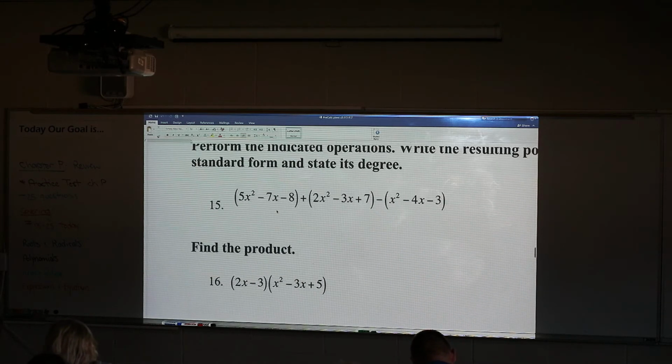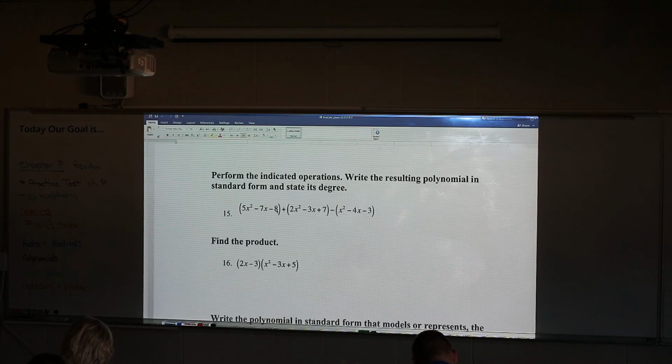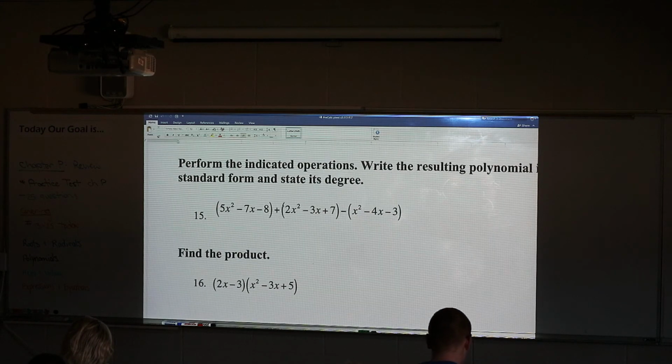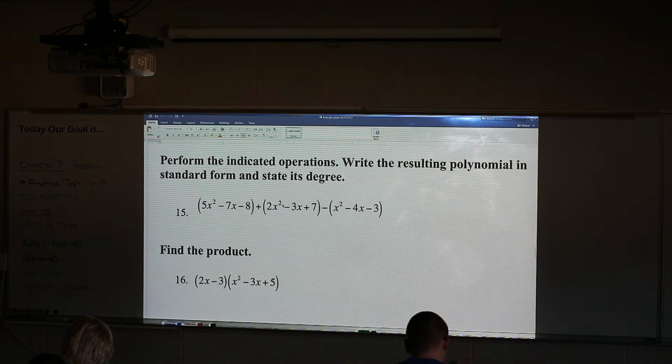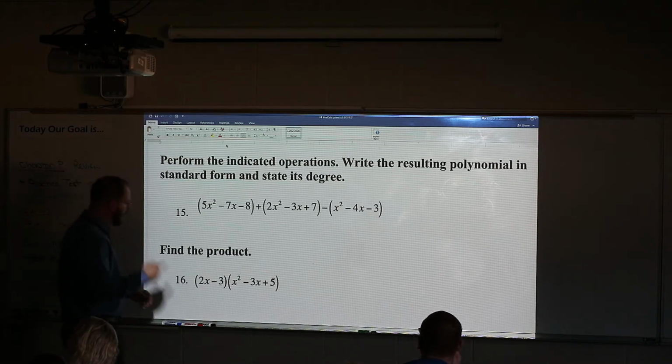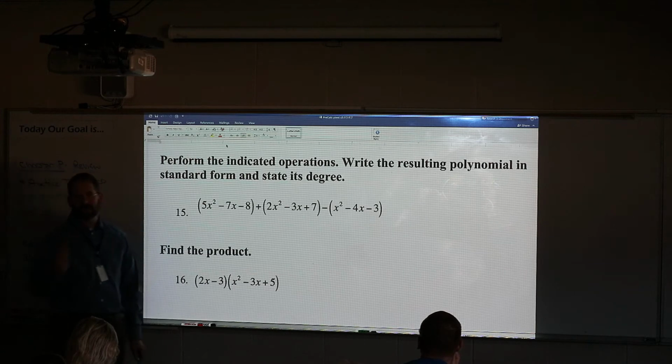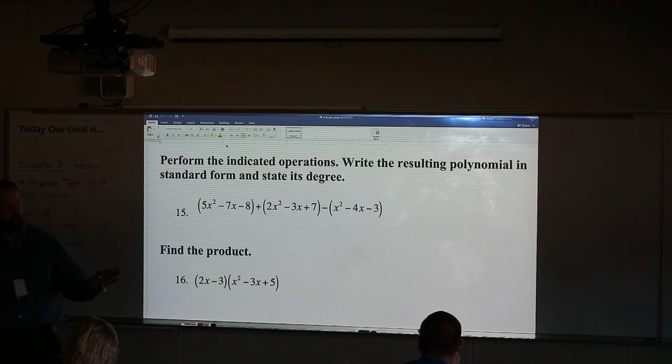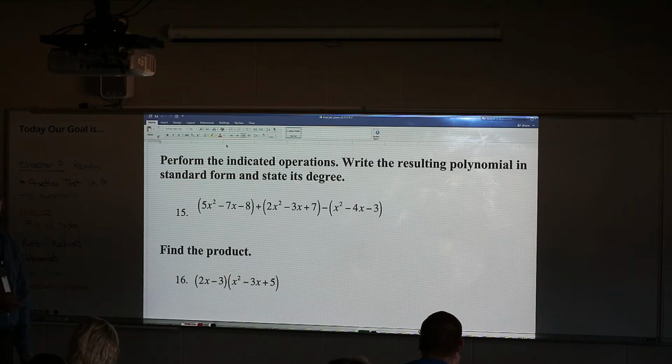All right, 15. Okay, we have to do the indicated operation. So we're adding and subtracting. We're not multiplying on this problem. So we're not foiling or distributing by multiplying. But we're adding and subtracting. The big thing is, I need my answer in simplest form, they call it standard form, so that means descending order. And then you also have to state the degree. Most people forget that part, so they miss a point. It's just one simple thing.